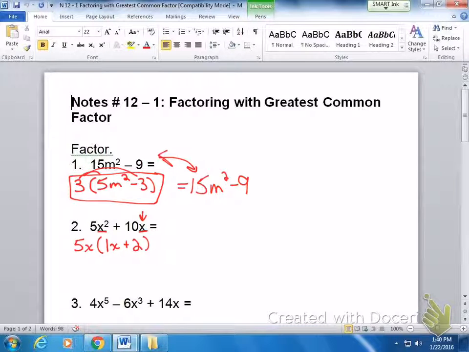Now, if I multiplied that out and did my distribution, 5x times x would be 5x squared. And then 5x times 2 would be plus 10x. So that's how you would check it. It looks like we're good. I'm going to check my numbers and make sure there's nothing else I could do to divide out, and it looks like there's my answer. All right, let's go to number 3.